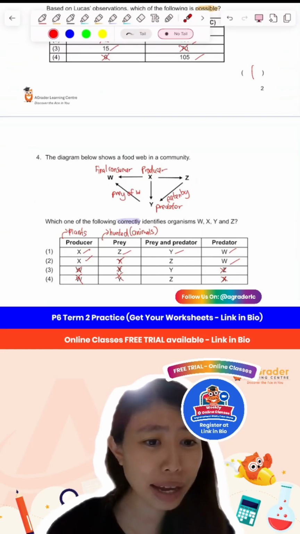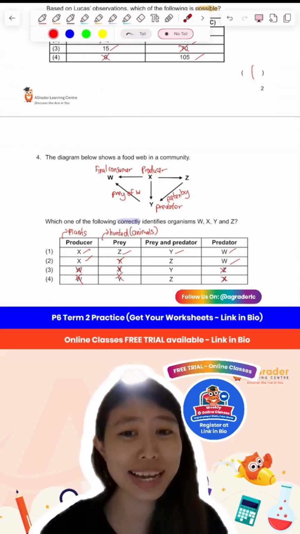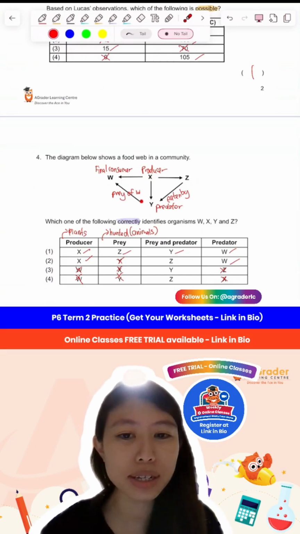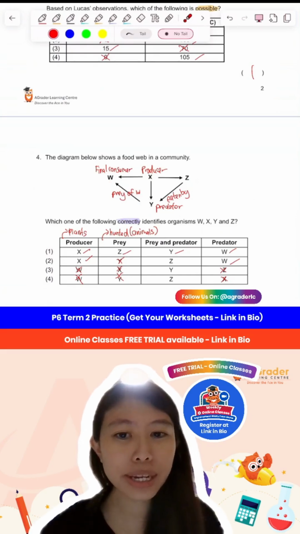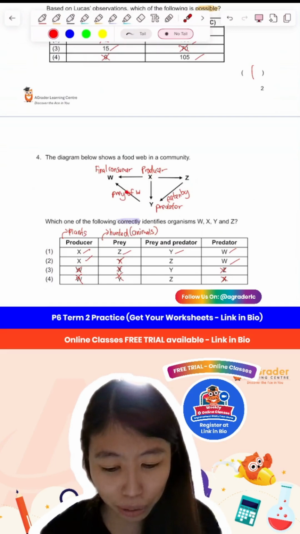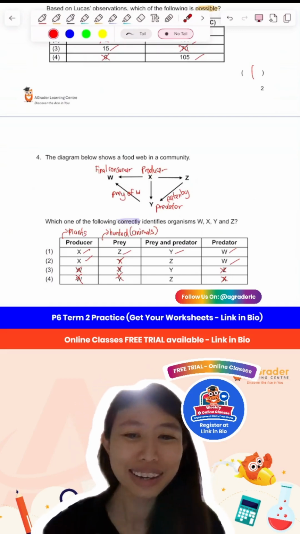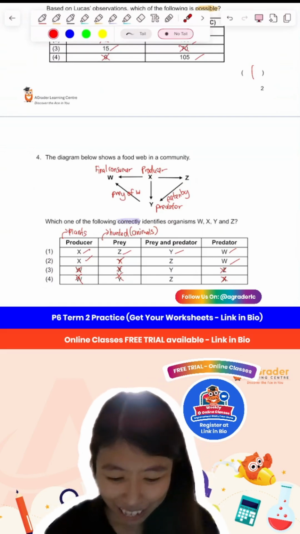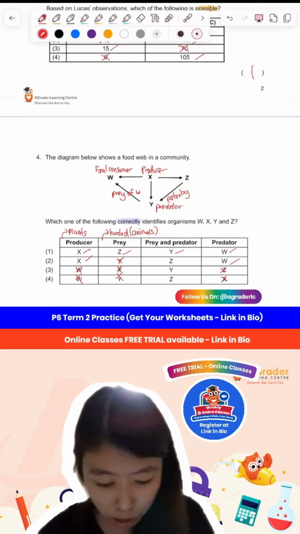Arrow means eaten by. This one you have to memorize. The arrow means go inside. If you don't want to say go inside the stomach, go inside the mouth. When things go inside the mouth, so Y goes inside W's mouth, then you should know that W is eating Y. Okay, Ken? So your answer is supposed to be number 1.